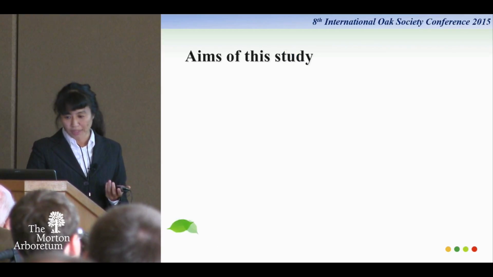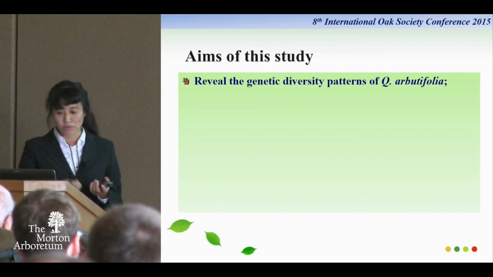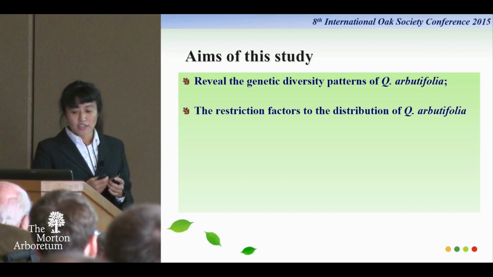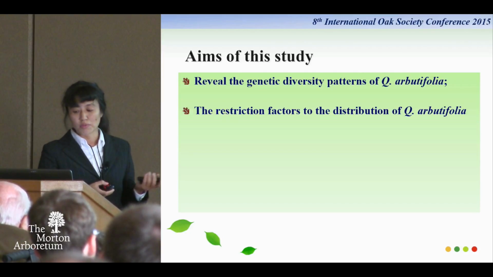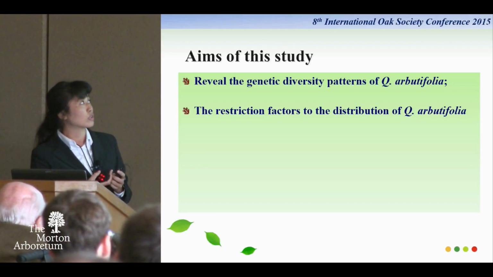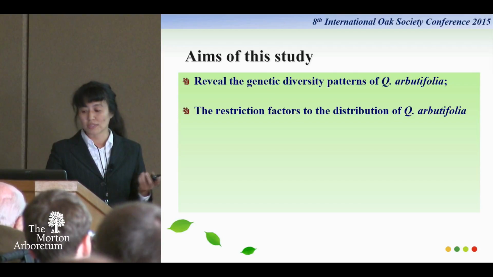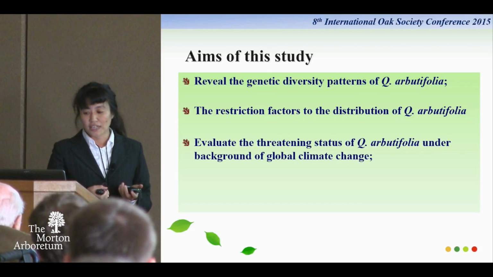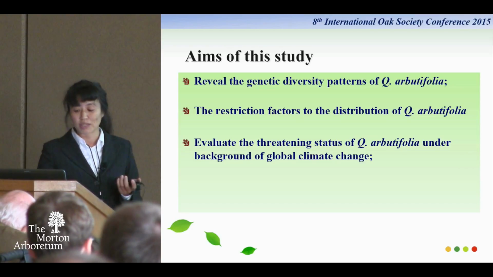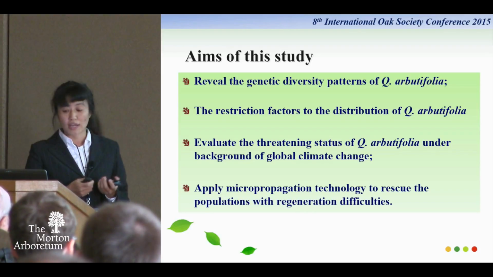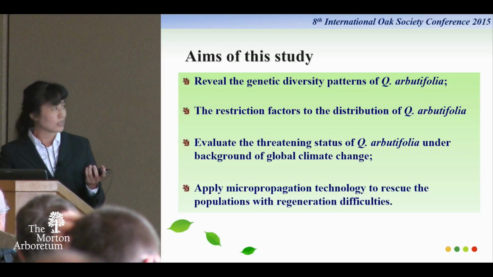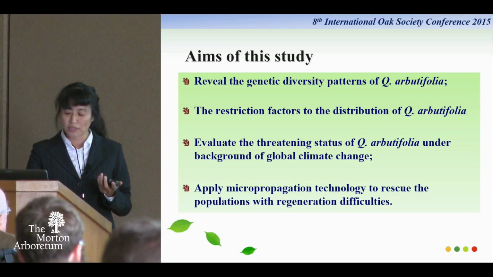So the aim of this study is to figure out the population genetic structure of Quercus arbutifolia, and whether it is common compared to other common widespread lowland species or not. Another aspect is to figure out the restricting factors for the distribution of this species, and evaluate the threatened status of Quercus arbutifolia against the background of climate change. And the last one is to apply micropropagation technologies to rescue the populations with regeneration difficulties.